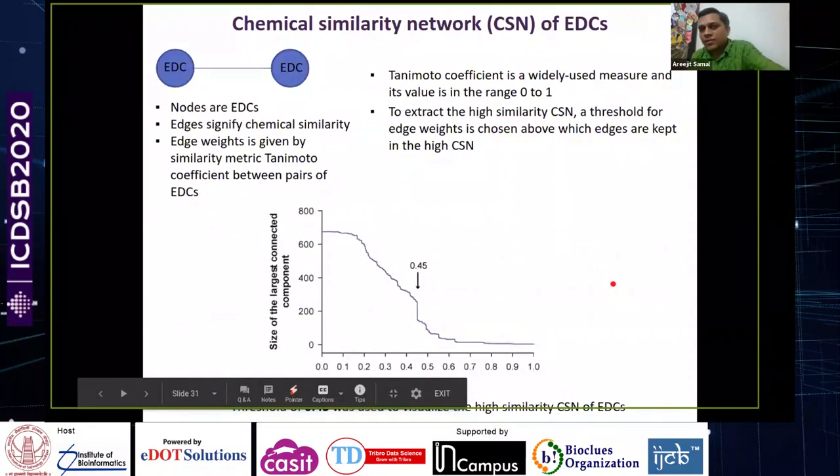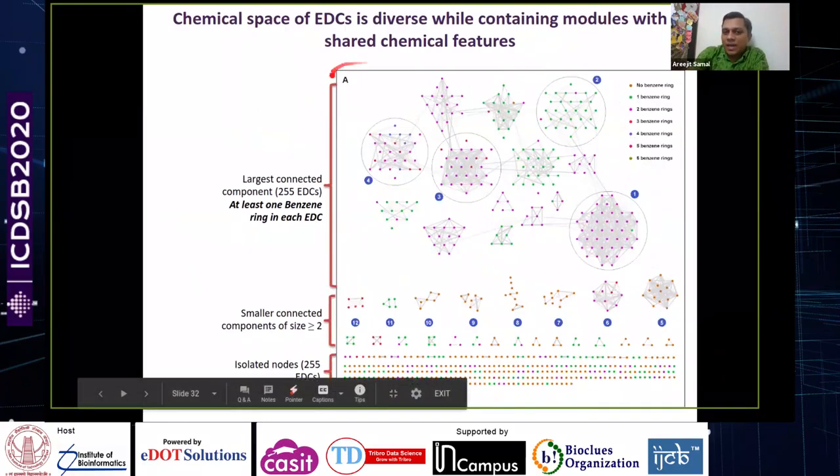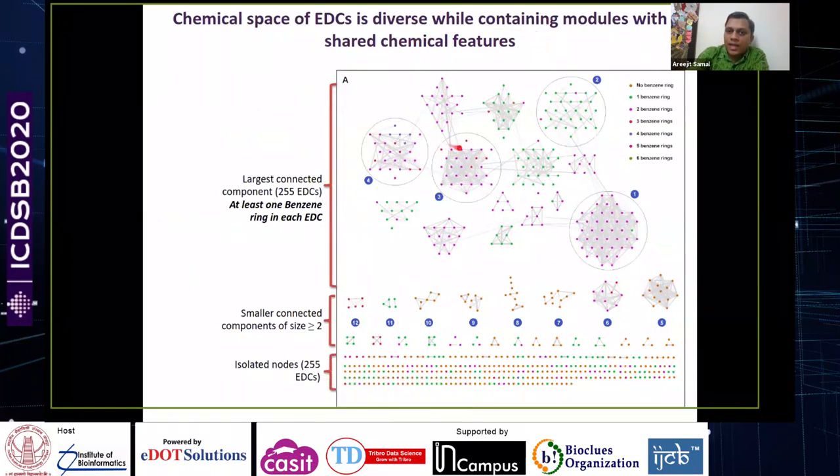So in the interest of time, I will quickly summarize by saying a couple of things. I don't have time to show this network analysis. We have also made a chemical similarity network of these EDCs. What we find is that there is a large cluster of EDCs which cluster together, and the color coding of each of these nodes, which is an EDC, is based on the number of benzene rings. As you see, there is a large cluster which can be classified as having at least one benzene ring.